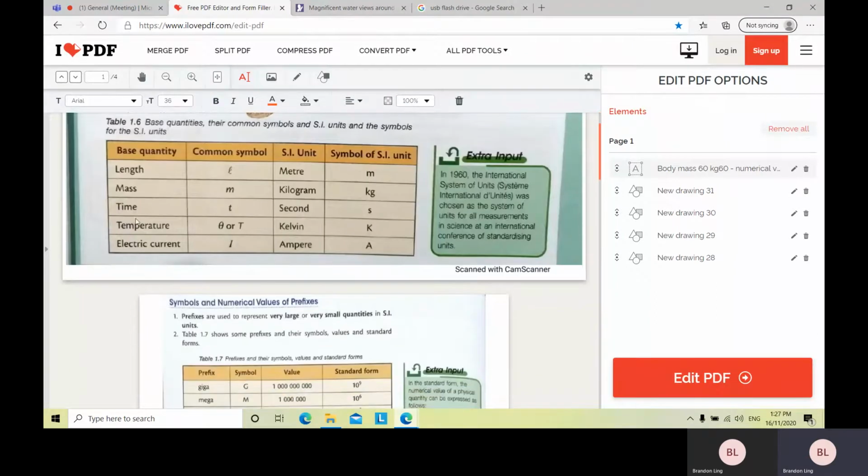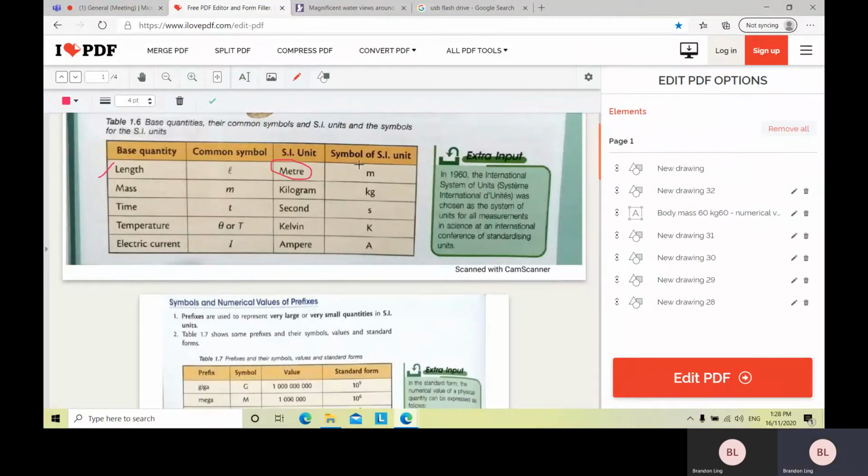For these 5 basic quantities, for length, the SI unit is meter, short form m. For mass, we use kilogram instead of gram, and the SI unit is kilogram, kg. Time, we measure in the SI unit of second, s. Temperature is Kelvin, capital K. Electric current is ampere, capital A. So these are the SI units that you need to remember for your exam.